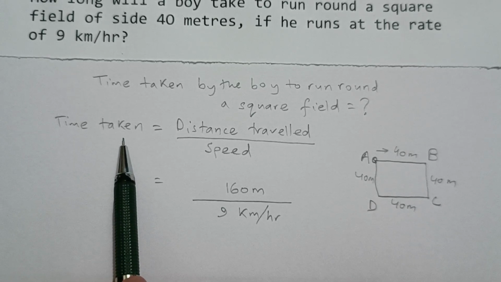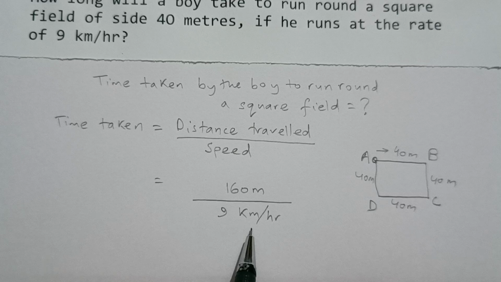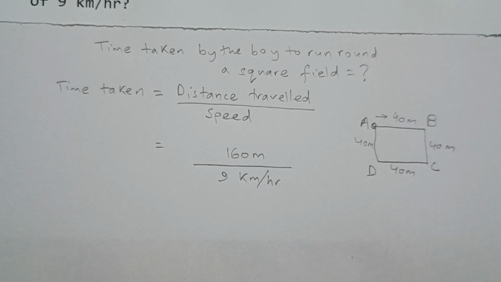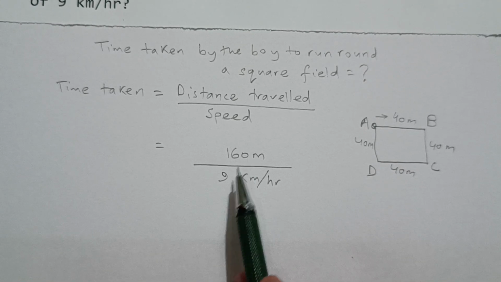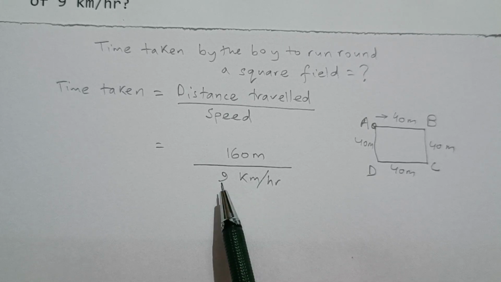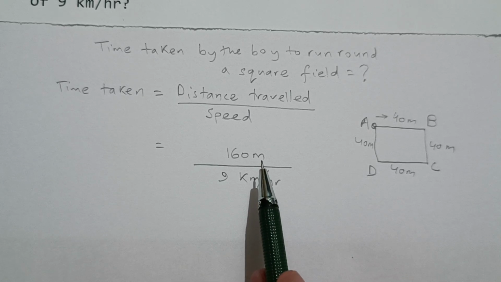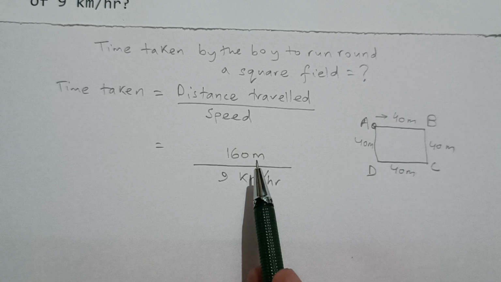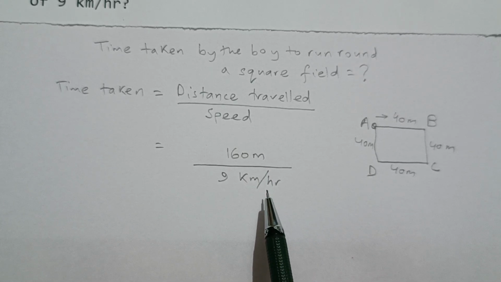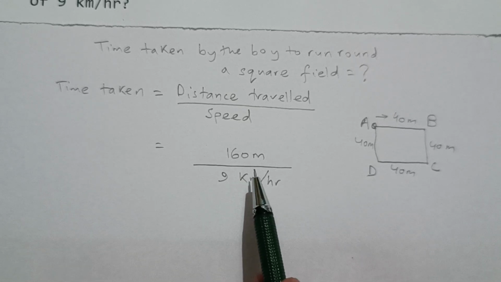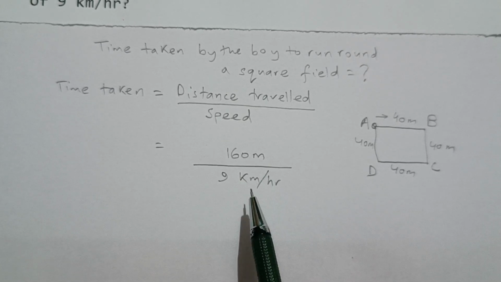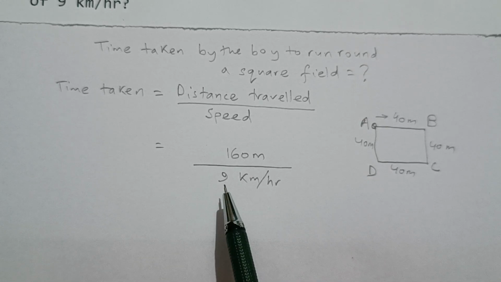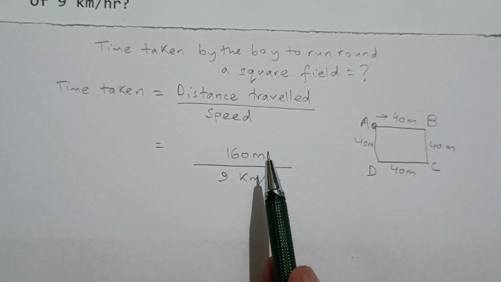So therefore the time taken by the boy will be the distance traveled divided by the speed. So 160 meters divided by 9 kilometers per hour. Now here, don't start solving this numerical part just like that, because here the units matter a lot. The distance traveled is in meters. The speed is in kilometers per hour. So the units are different. So you can't simply do the calculation. You have to convert the units so that all the units are same.